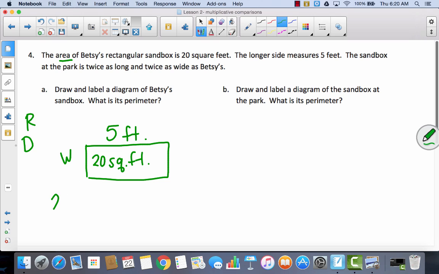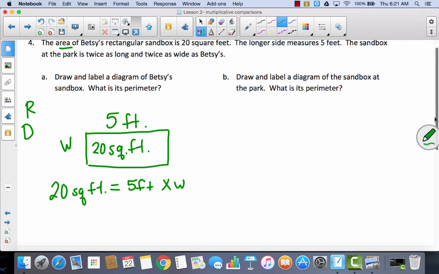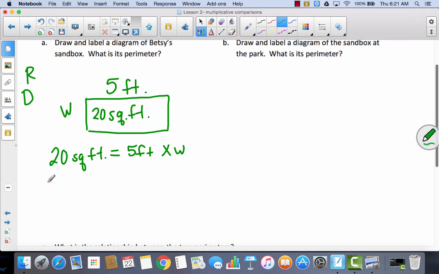I know that the area is 20 square feet, and I know that the formula for area is length times width. So that tells me that 5 feet times whatever W is must equal 20. So that's going to help me to figure out what W is. I could count by 5s, right? I could say 5, 10, 15, 20. So how many 5s is that? That's 4. So that means that 5 times 4 is 20. Therefore, W must equal 4 feet.